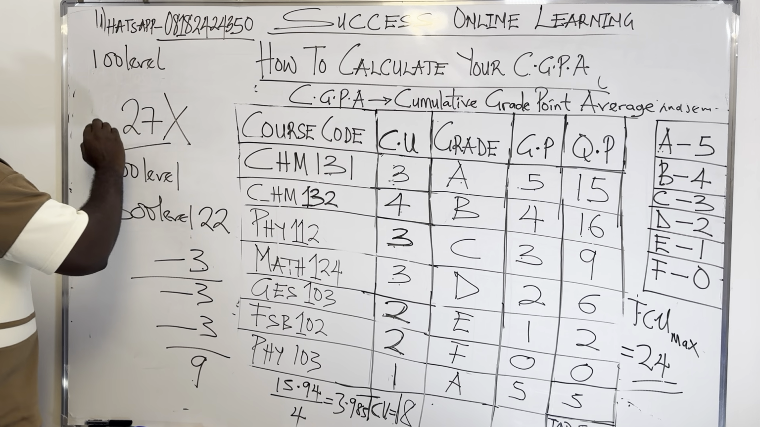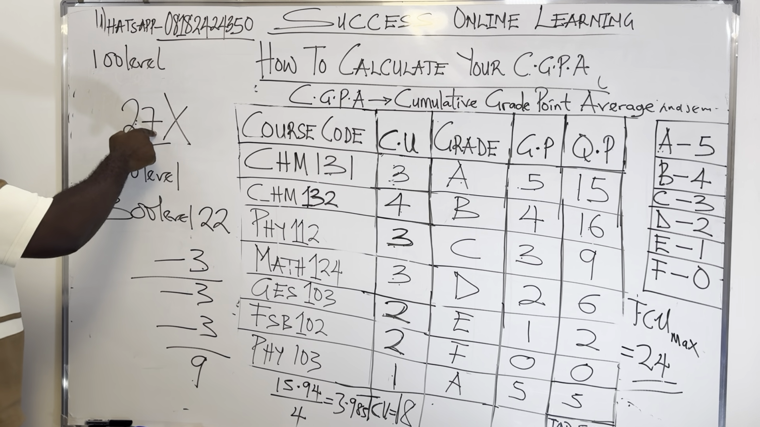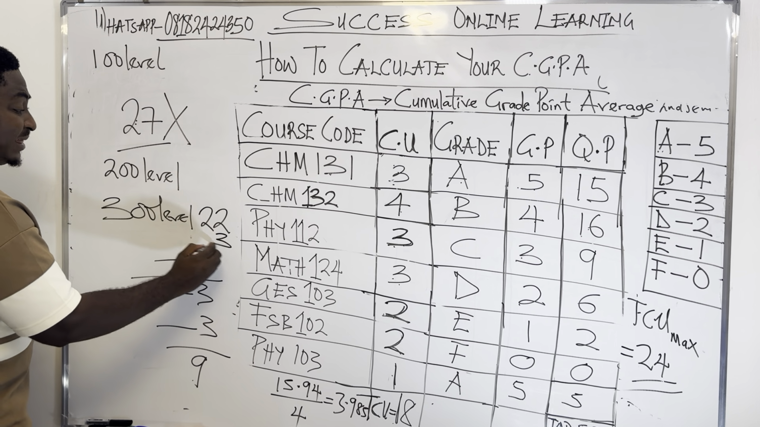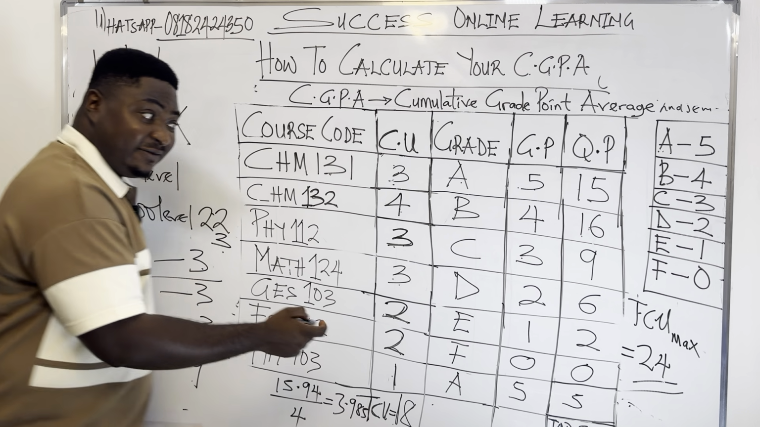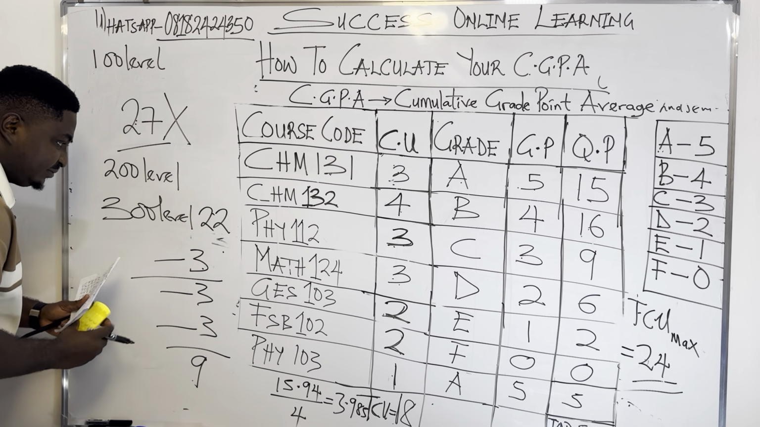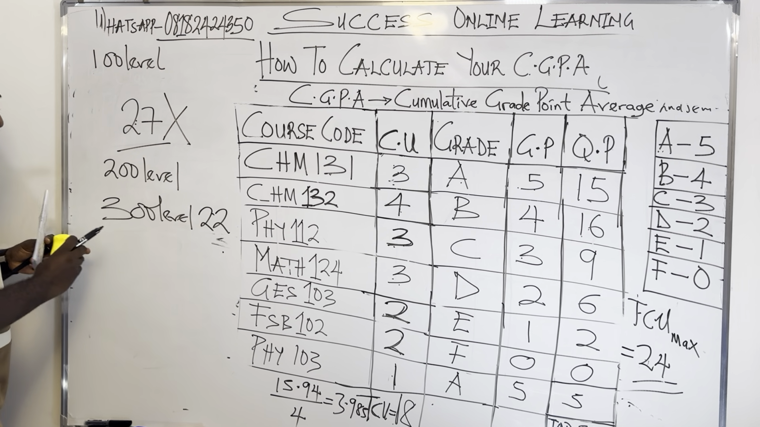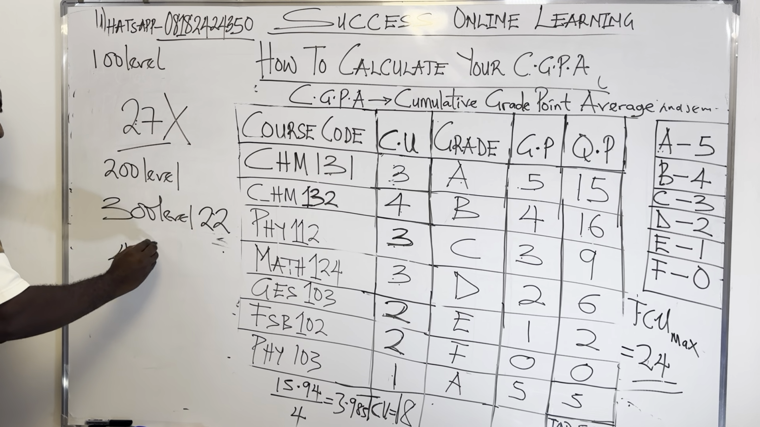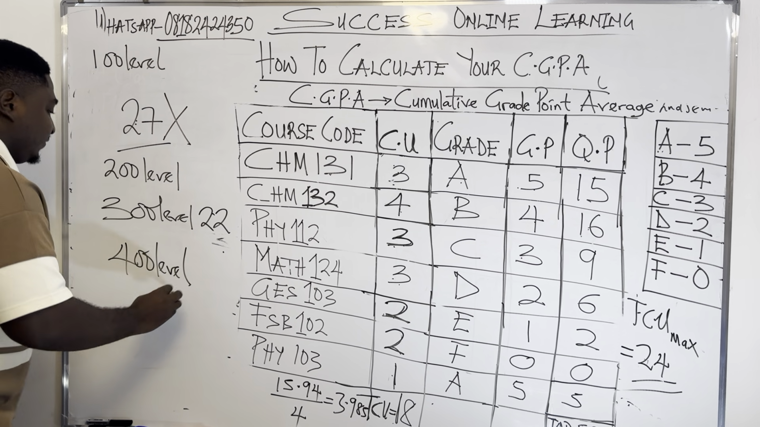Meaning that if you add this course that he couldn't register in 200 level, and bring it to 300 level, if you add 3, 22 plus 3 is 25. Not still allowed, right? He now has to move that course to his final year, 400 level.